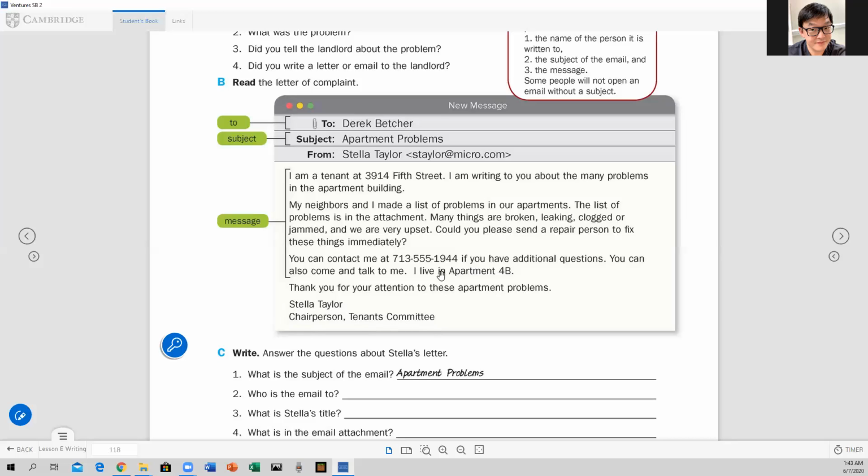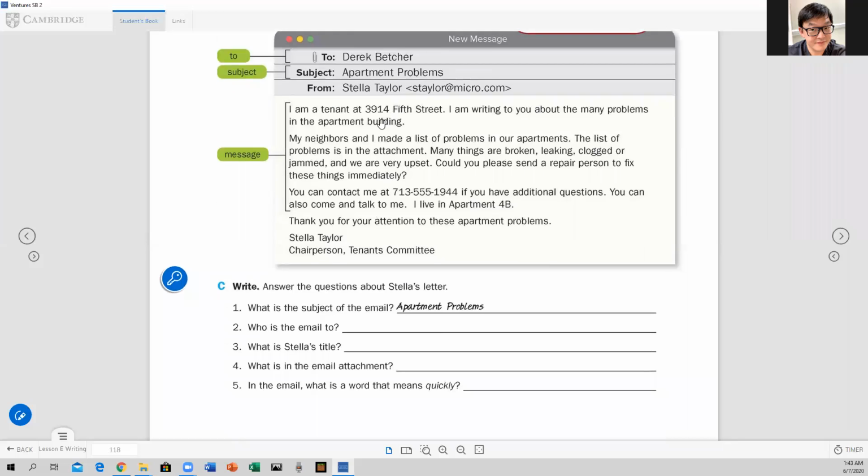Okay. So now we are going to answer some questions based on this email here. Answer the questions about Stella's letter. Since the exercise is not asking us to write complete sentences, we don't have to write complete sentences, okay? For example, what is the subject of the email? Apartment problems. That's it. You don't have to write the subject of the email is apartment problems. Why? Because the exercise is not asking you to write complete answers, okay? So this is something important for you to know.